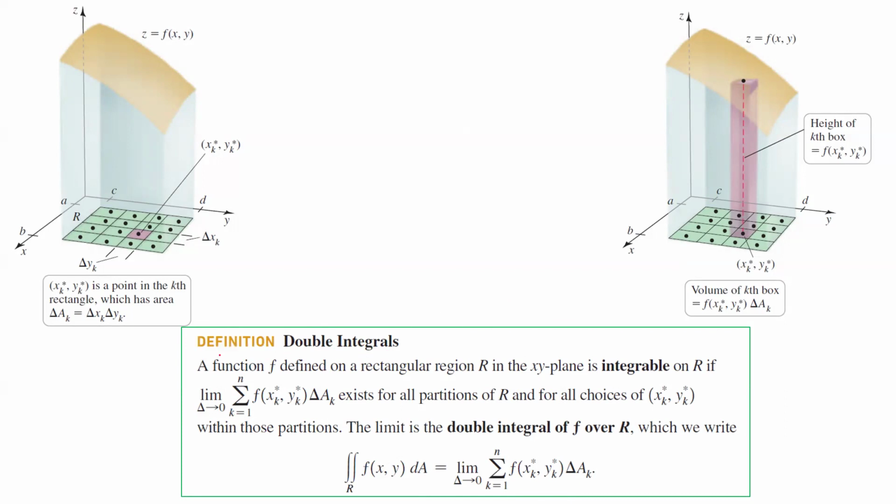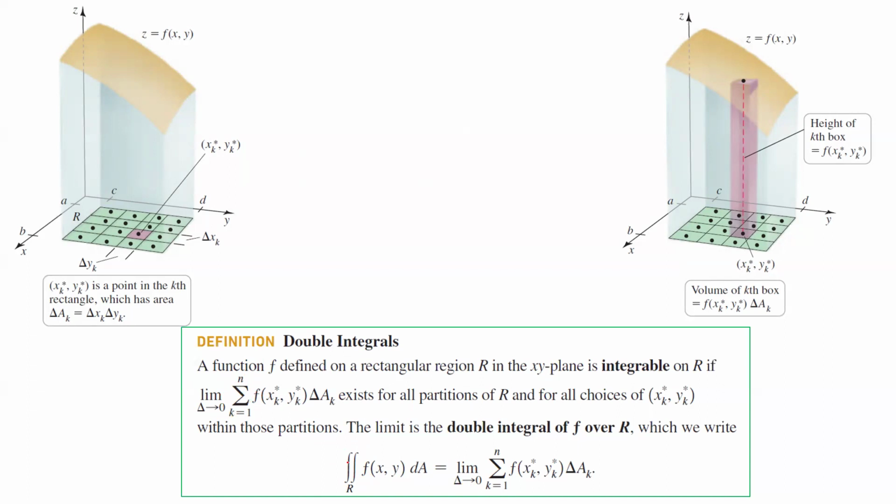The double integral. A function f defined on a rectangular region R in the xy plane is integrable on R if the limit of the Riemann sum of f of x sub k star, y sub k star, delta A sub k exists for all partitions. This basically represents two Riemann sums. And when you're taking the limit, as delta goes to 0, you have the double integral of function f over R.